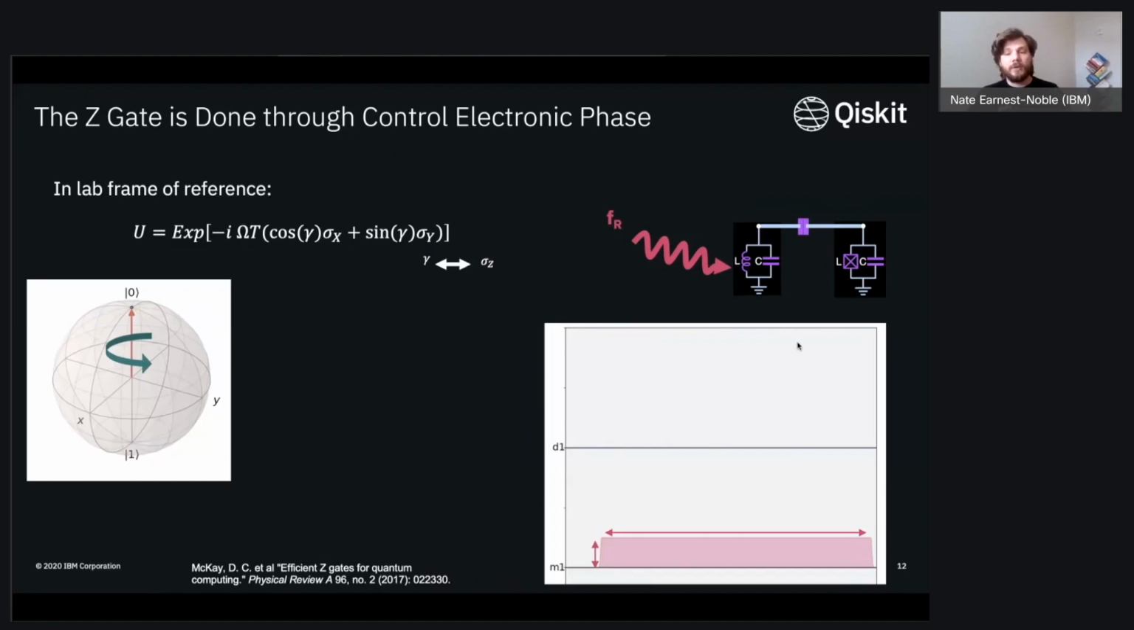Namely, we use what's known as a virtual Z gate. What this really means is that you don't actually have to send any pulses into the fridge or interact with your qubit in order to do any Z-type rotations. Instead, you can leverage the fact that when you go from the qubit frame of reference to the lab frame of reference, your qubit is precessing about the Z-axis. From this fact, you can use the phase of your classical control electronics to implement rotations. So the Z gate is just implemented by adjusting the phase of subsequent pulses in your control electronics.